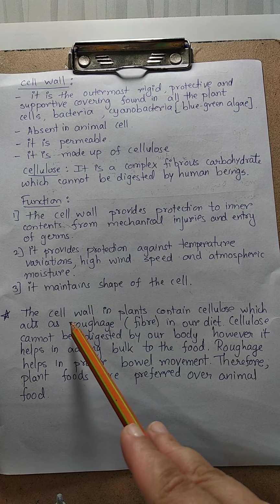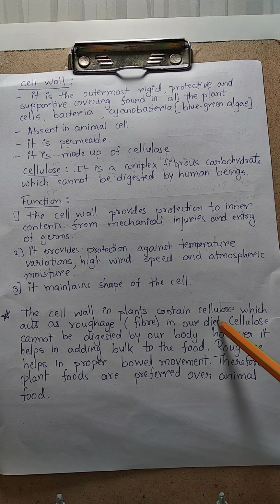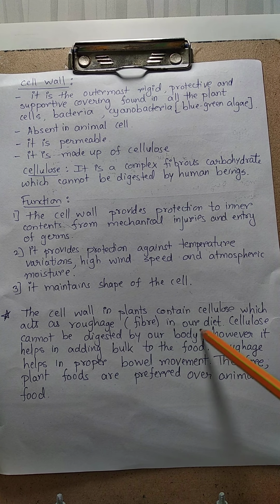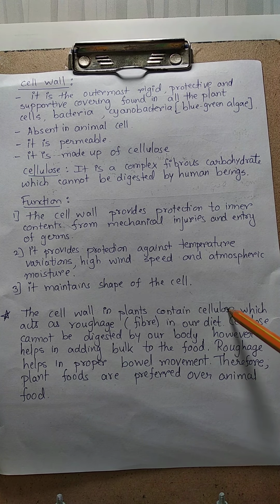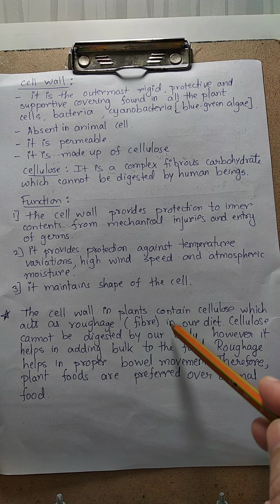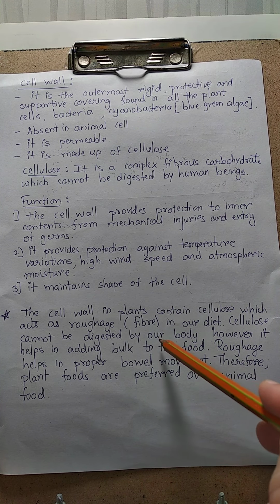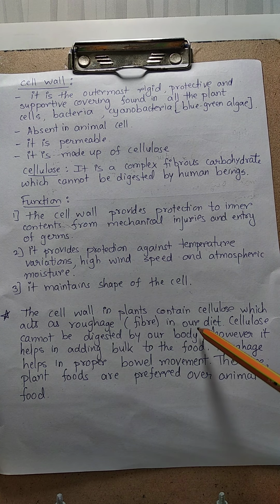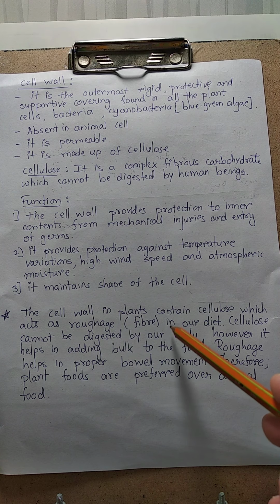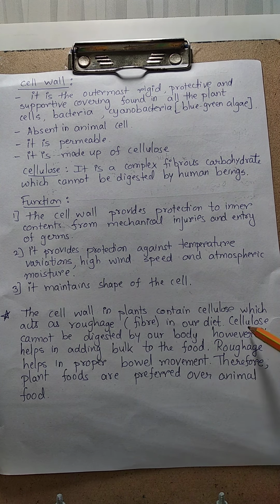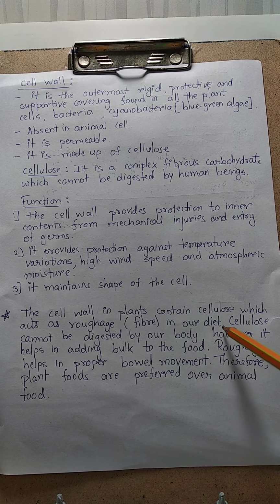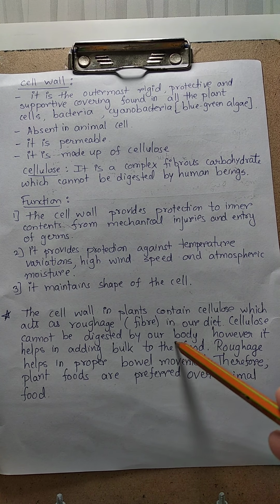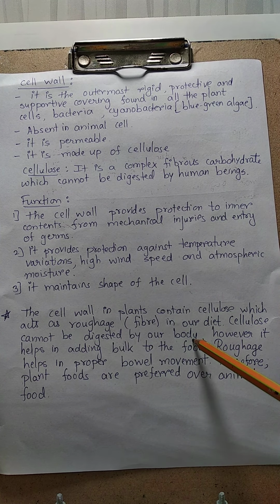Now, the cell wall in plants contains cellulose, which acts as roughage, that is nothing but fiber in our diet, right? You must know that while taking our food, we take a lot of salads or raw fruits or raw vegetables in our diet, like salads, cucumber, beetroot, right? So these are rich in fiber, right? Now, what is that fiber? That fiber is nothing but fiber of cellulose, right? And this cellulose cannot be digested by our body. We cannot digest that cellulose, right?